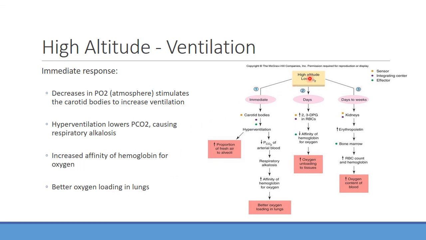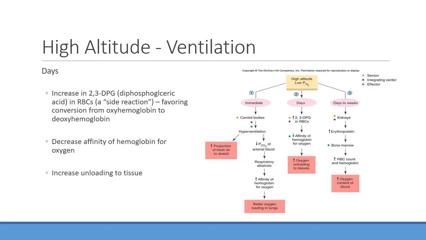And again, you can kind of see this on this slide here where you have high altitude, low PO2. The first thing you see immediately is going to be those carotid bodies being affected. Hyperventilation occurs here where you have an increased proportion of fresh air getting to the alveoli. PCO2 decreases, you get a respiratory alkalosis and a higher affinity of hemoglobin for oxygen. So you have better loading, and then you can offload that oxygen out into the tissues.